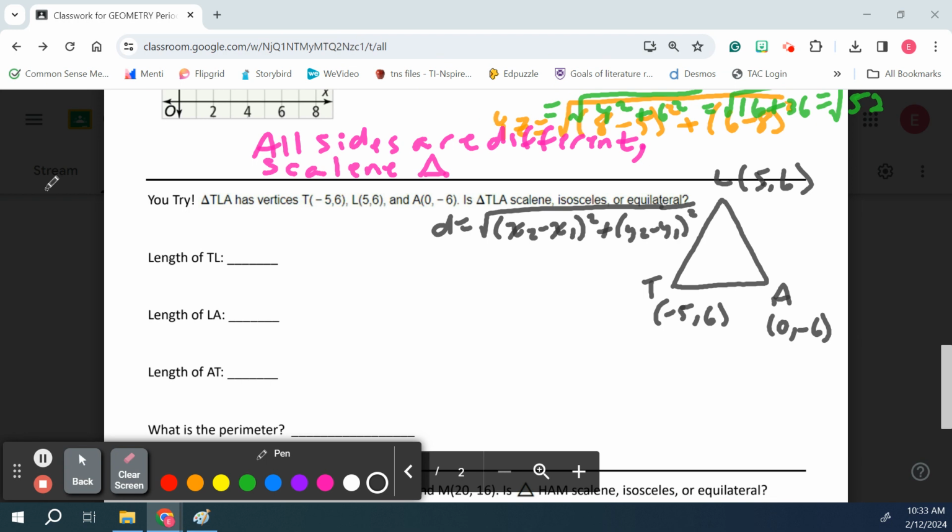All right. How we doing? I see some people still writing, so I'll give it another minute. Does someone have the length of TL? Can they go up and show me? Who's still working on it? I just need a show of hands. If you are, it's fine. I just want to make sure. Okay.